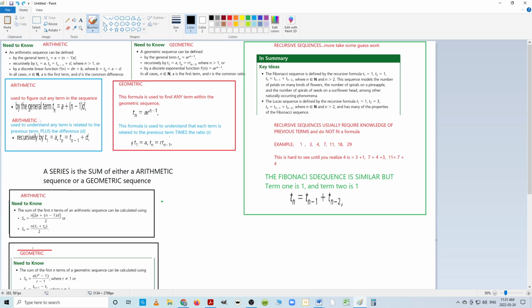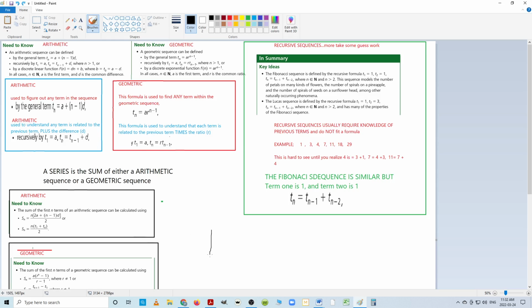And what is an arithmetic sequence? It's a series of numbers that go up by a certain amount. What is a geometric sequence? It's a series of numbers that go up by a certain amount as well. This is the numbers added to it each time, and this is the numbers multiplied by it each time, but I'll get into more details. But a series is simply the sum of that sequence.